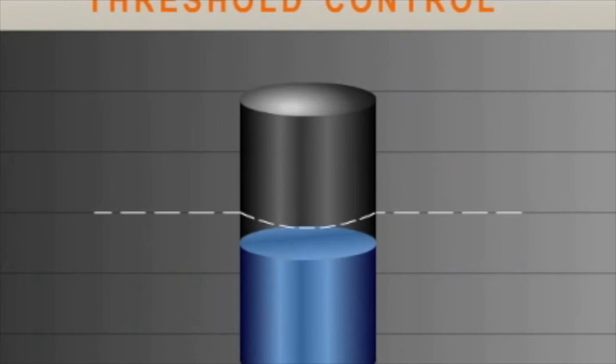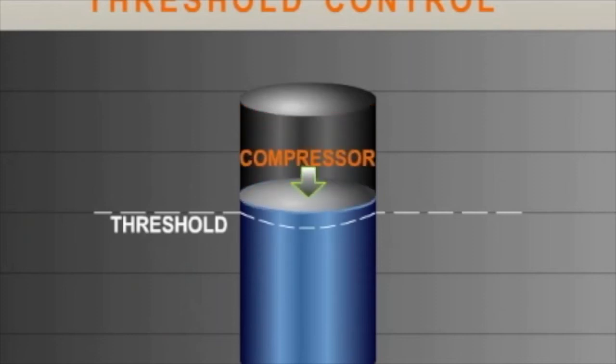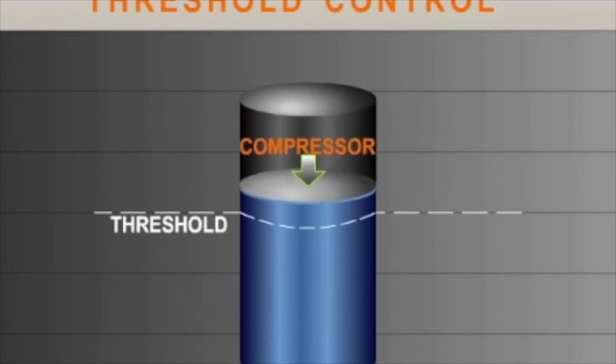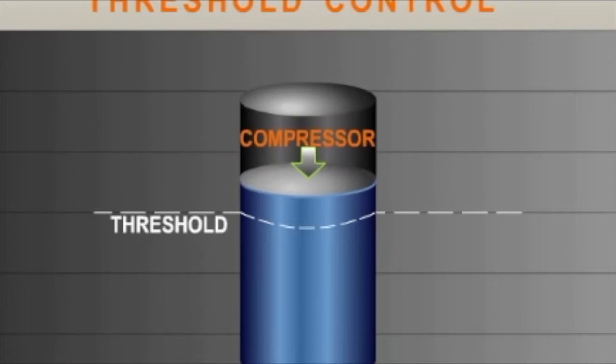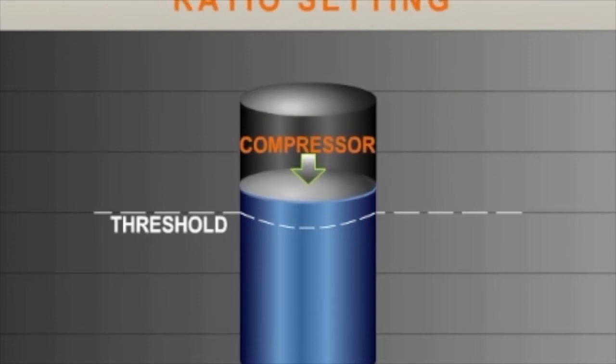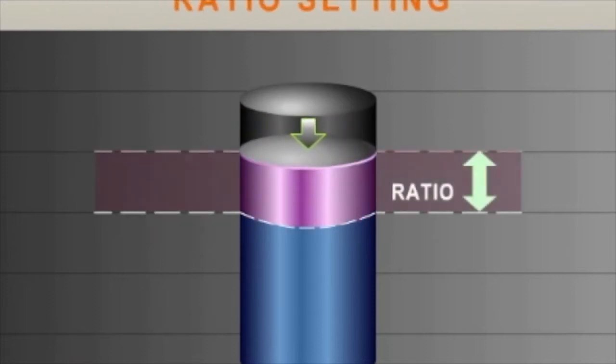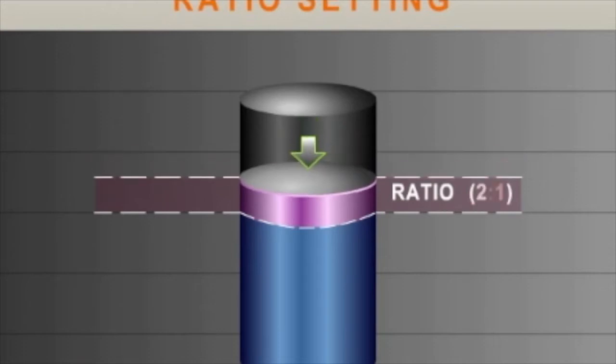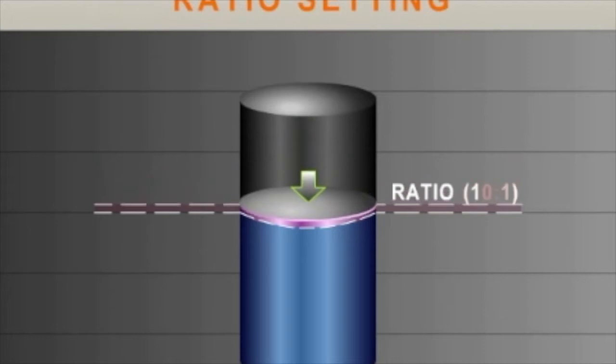The threshold control determines at what level the compressor begins compressing the signal. Once the audio signal exceeds the set threshold, the compressor activates. Only the portion of the signal that exceeds the threshold will be compressed. The ratio setting determines the amount of compression that will be applied to the signal. The ratio increases incrementally from 2:1 soft compression to 10:1 or higher, which is essentially a limiter.